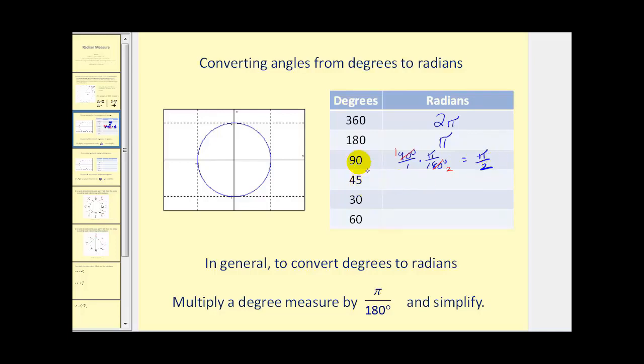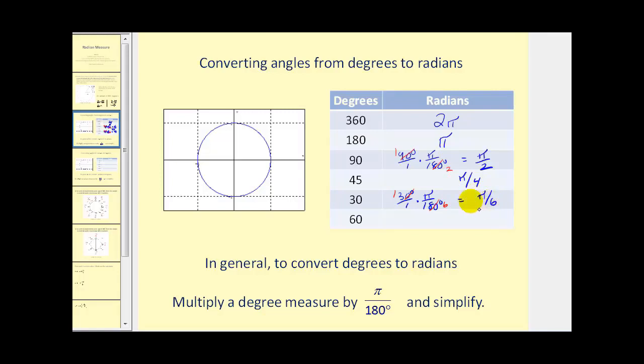Similarly, 45 degrees is half of 90 degrees, so half of pi over 2 would be pi over 4 radians. And I'll go ahead and show this one as well: 30 degrees over 1 times pi over 180 degrees. Simplifying, 30 degrees is equal to pi over 6 radians.